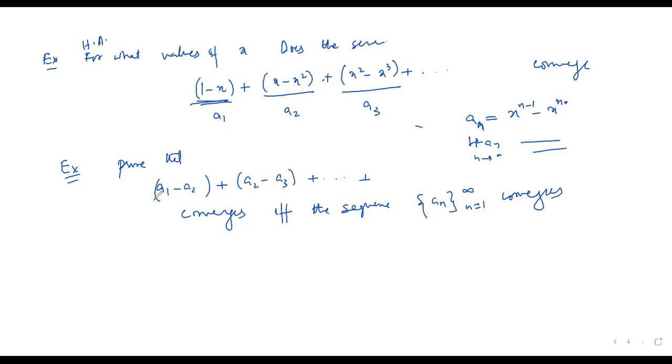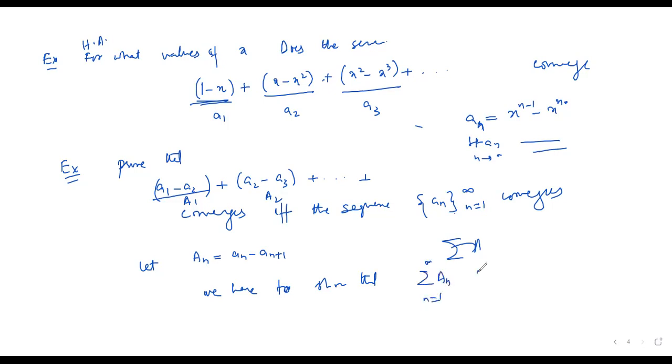That means here you have to think that the first term of your series is a1 minus a2. So we will let the term be equal to small an minus an plus 1, right? Only then will this series be formed. So we have to show that summation n runs from 1 to infinity converges if and only if the sequence an converges.